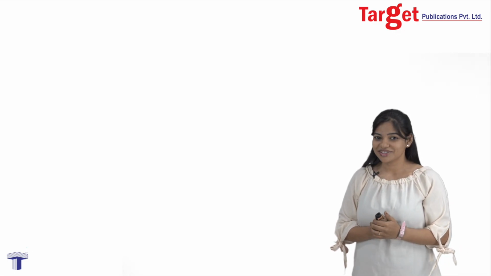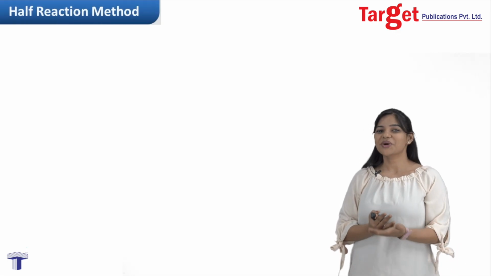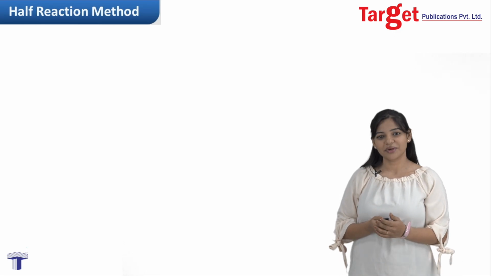Hi students. So in our previous module we studied how to balance a redox reaction with the help of the oxidation number method. And in this module today we will see the second method to balance the redox reaction. So which one was it, the second method? Yes, it is the half reaction method, which is also called the ion electron method.